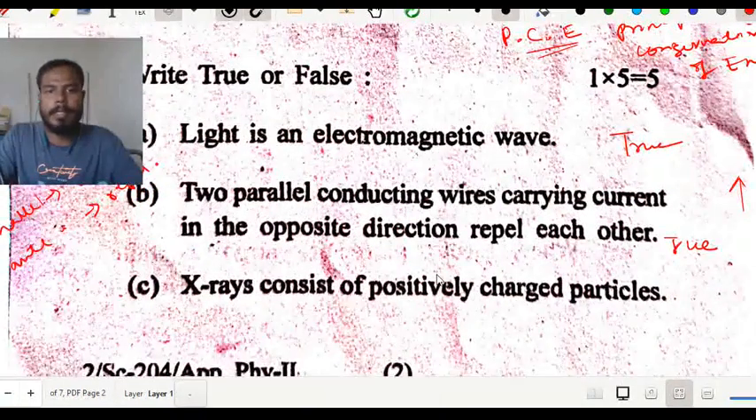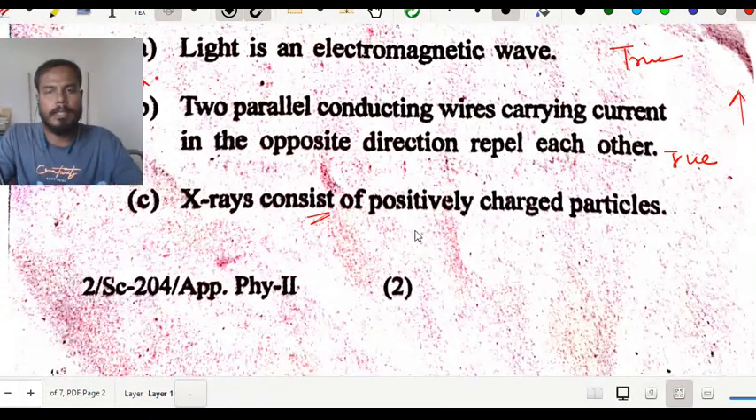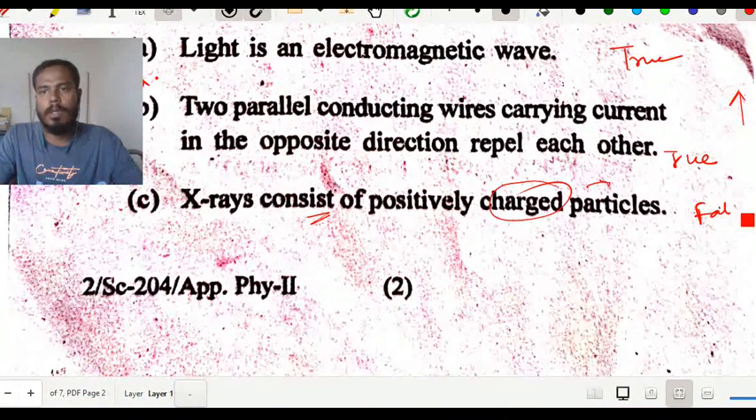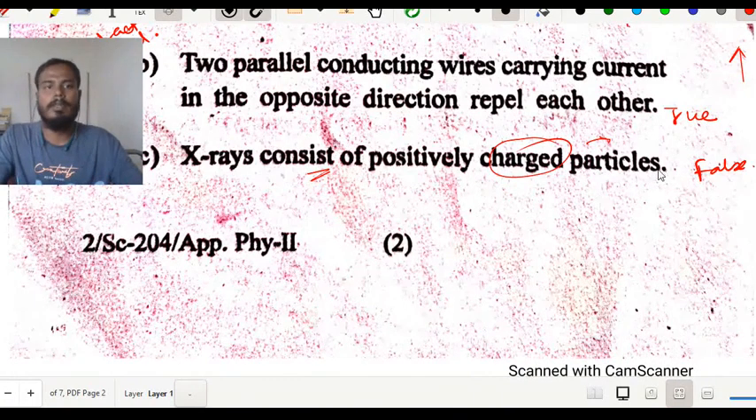The next question: X-rays consist of positively charged particles. Basically, X-rays are nothing but electromagnetic radiation, an electromagnetic wave. So they are not particles and do not contain any charged particle, either positive or negative. So the answer is false, because the statement that X-rays consist of positively charged particles is totally false. They do not carry charge.